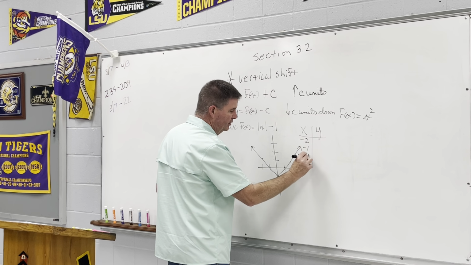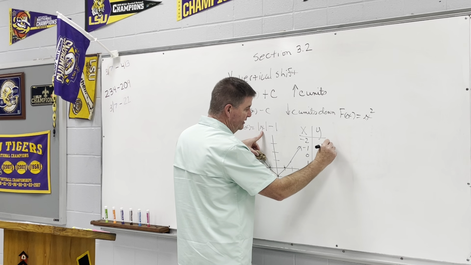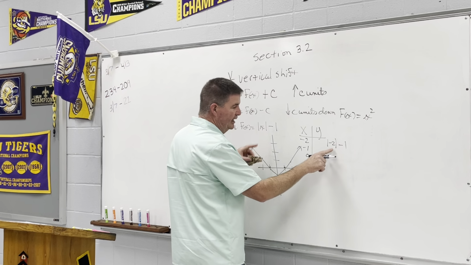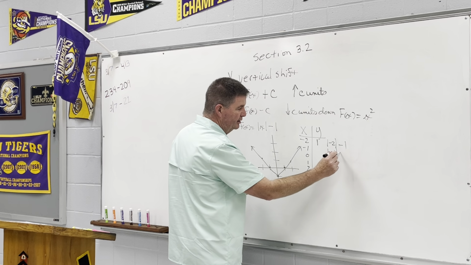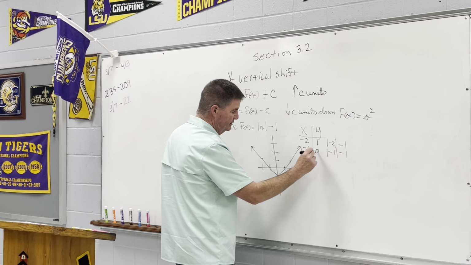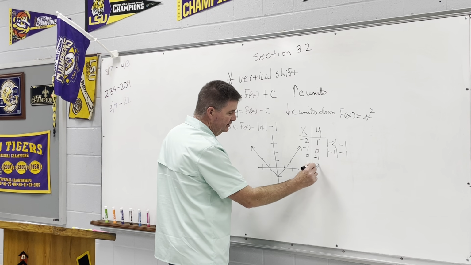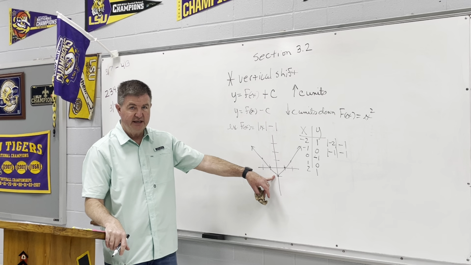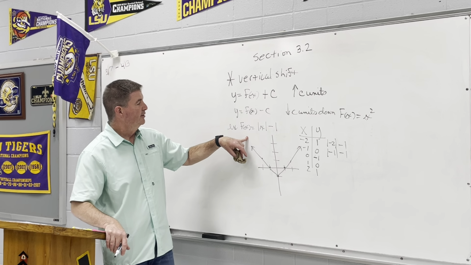-2, -1, 0, 1, and 2. It would be what? The absolute value of negative 2 minus 1. Absolute value of negative 2 is 2. 2 minus 1, it would be 1. And again, 2 comma 1. Absolute value of negative 1 is 1, minus 1 is 0. Again, 1 comma 0. It would take every single one of these and shift it to where it's going to be transformed to. But this would be an example of a vertical shift down.